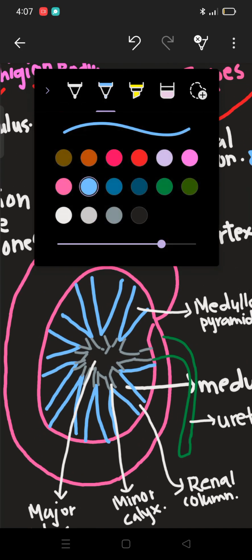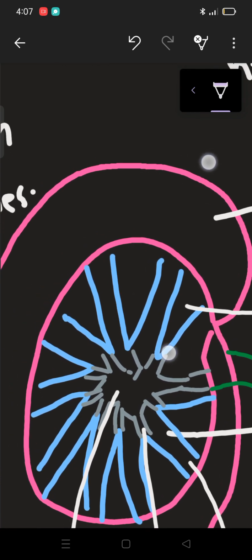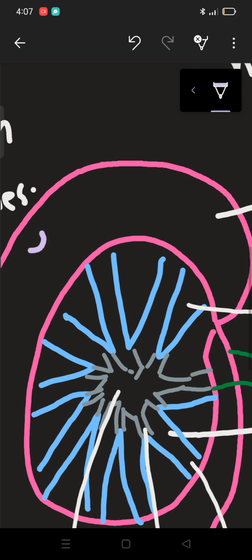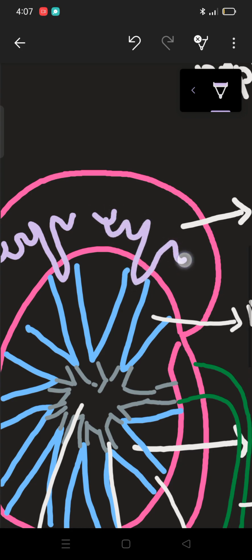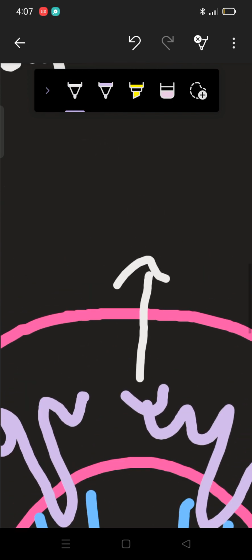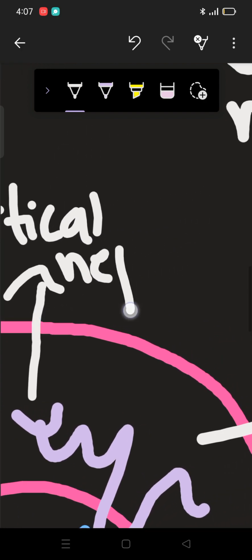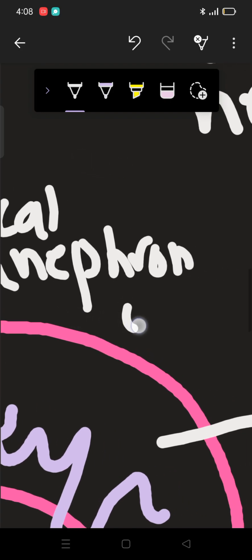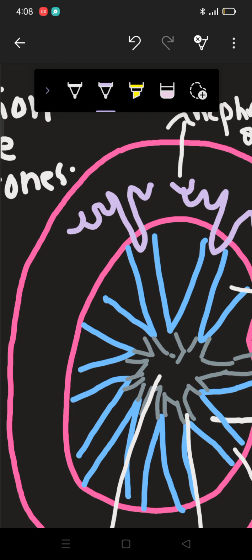So I should make this with this color. Cortical nephrons, as I told you, are present in the cortex of the kidney. So here they are present, with the loop of Henle. These are known as cortical nephrons. And what's the percentage of cortical nephrons we do have? That is 85%.